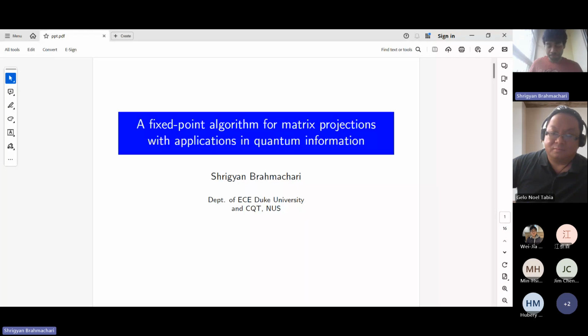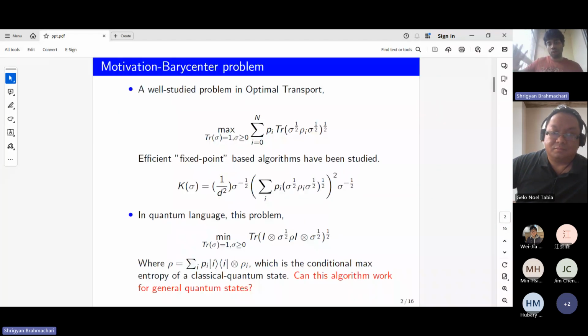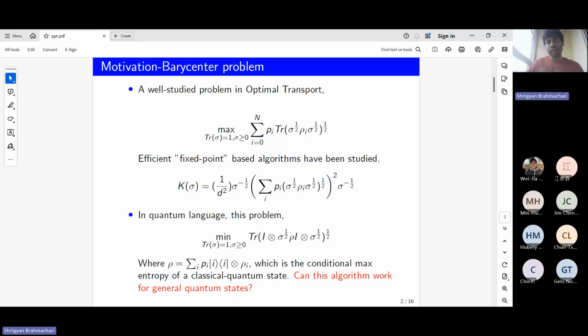So the way I'm going to go about talking about this project is sort of how we came to think about the problem. It's essentially a conditional max entropy type quantity which we are interested in, and optimizing that can be quite difficult. What we come up with is a fixed point like recurrence map, and we prove that it converges, and it converges exponentially fast.